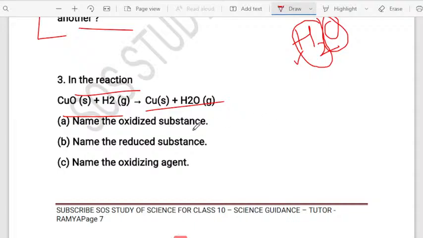So name the substance which is oxidized here. Which is oxidized here? Hydrogen is getting oxidized. So name the substance which is getting reduced. Copper oxide is getting reduced.